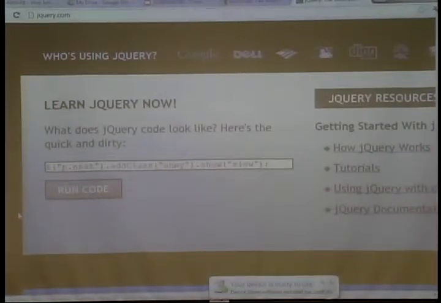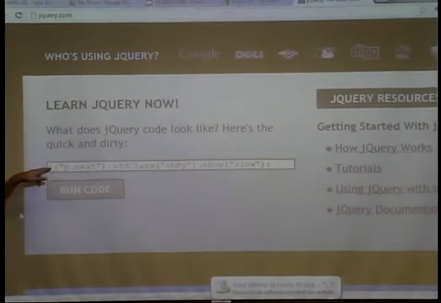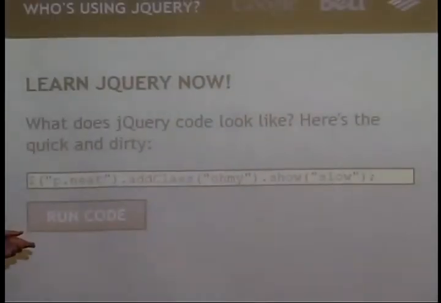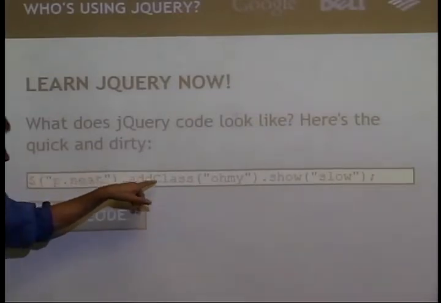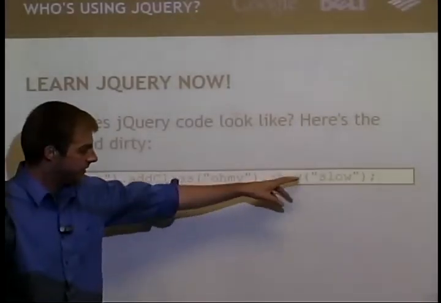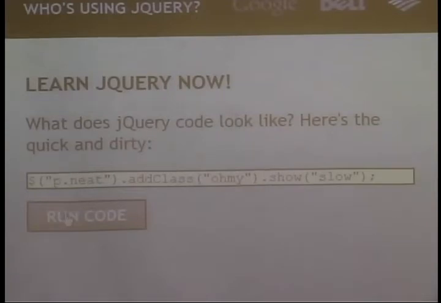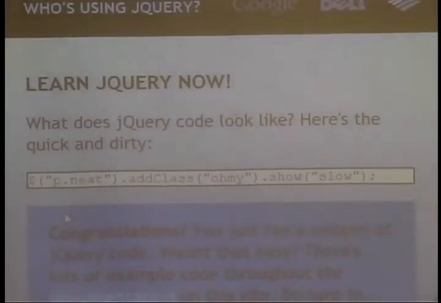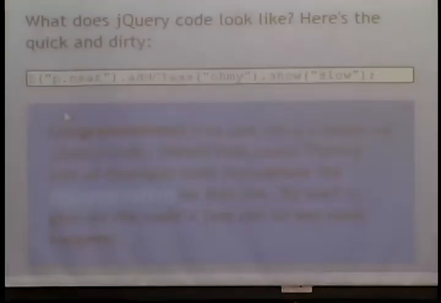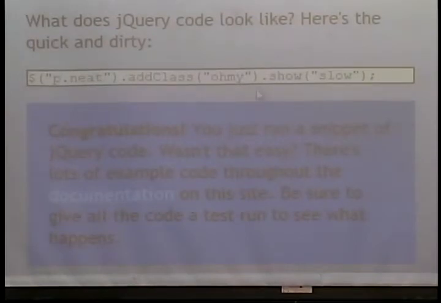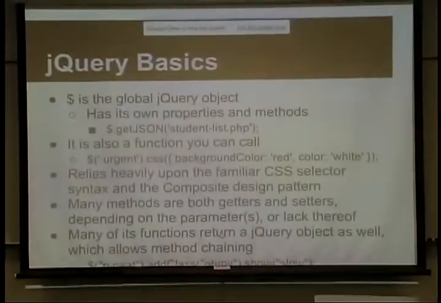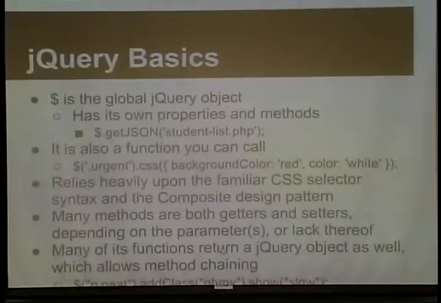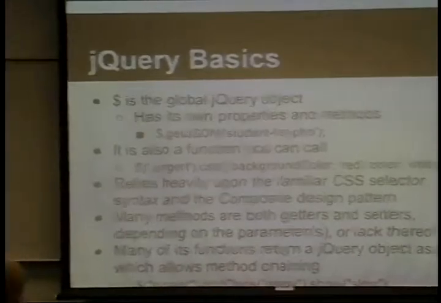This shows a couple of things here. All we do is we call the dollar sign function, with p.neat. That's a paragraph that's actually not shown right now. But with that selection of elements matching on the page, we add the omy class to all of them, and then show it slowly. So we run it, and that's one line of code that it took to do the animation and show it on the page, pretty simple, especially compared to what that would take in pure DOM. Also, you saw the method chaining there, because after the addClass call, we can again just call .show, and that still applies just to that same matching set.